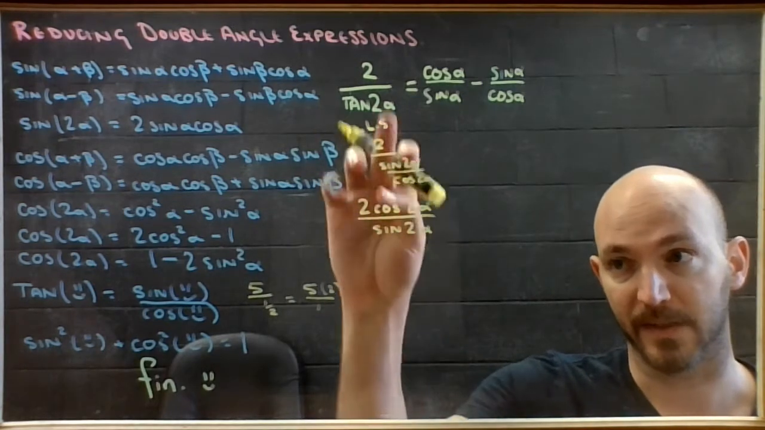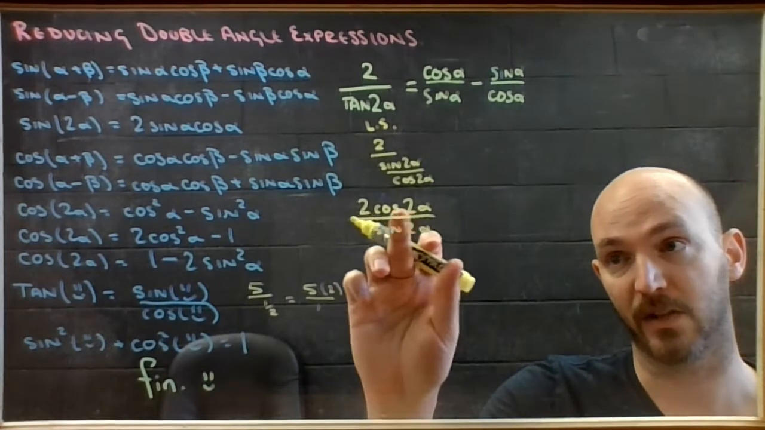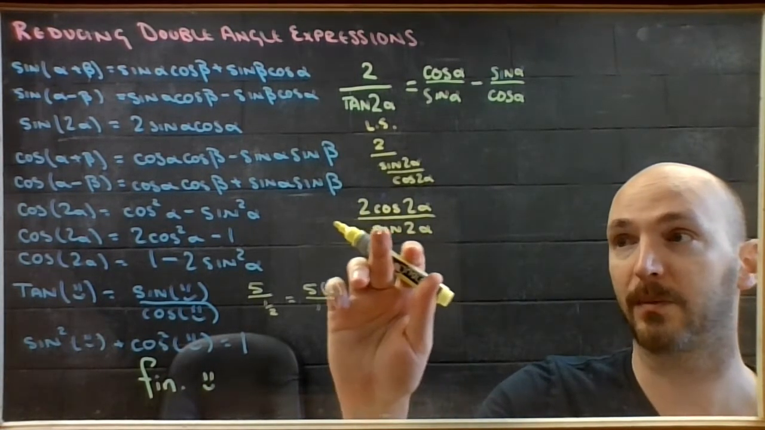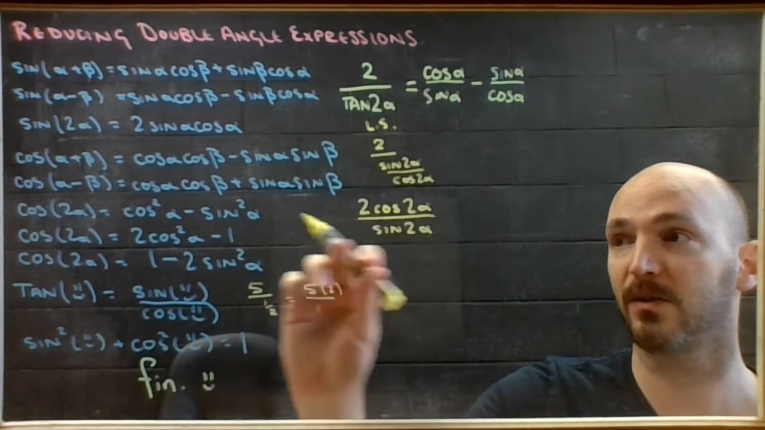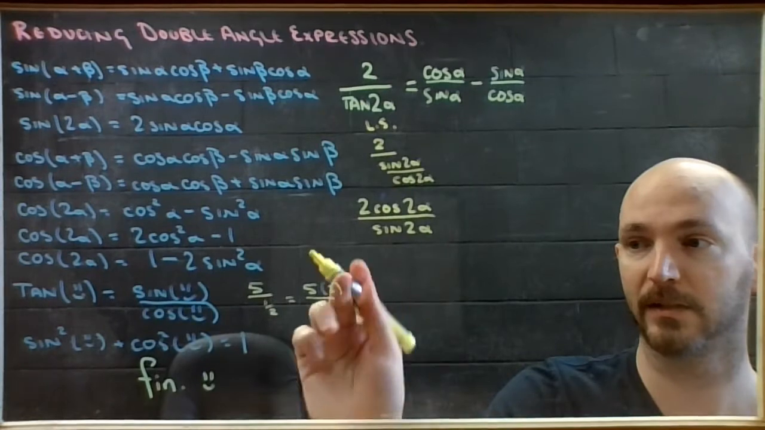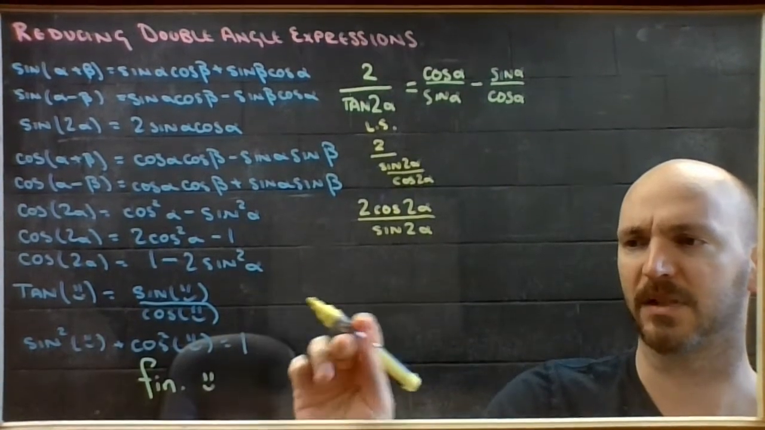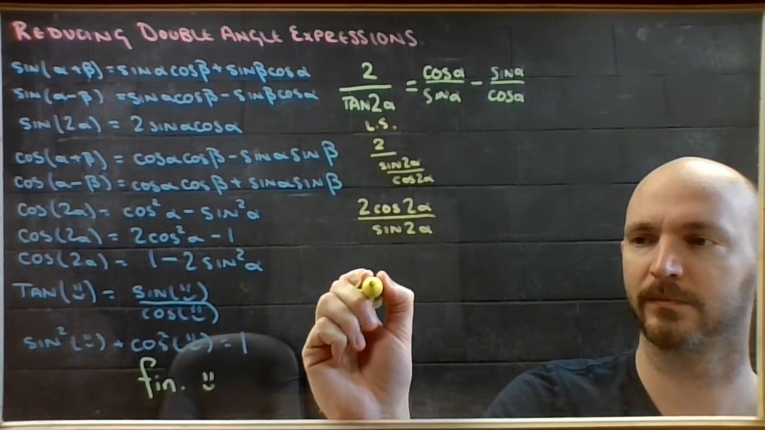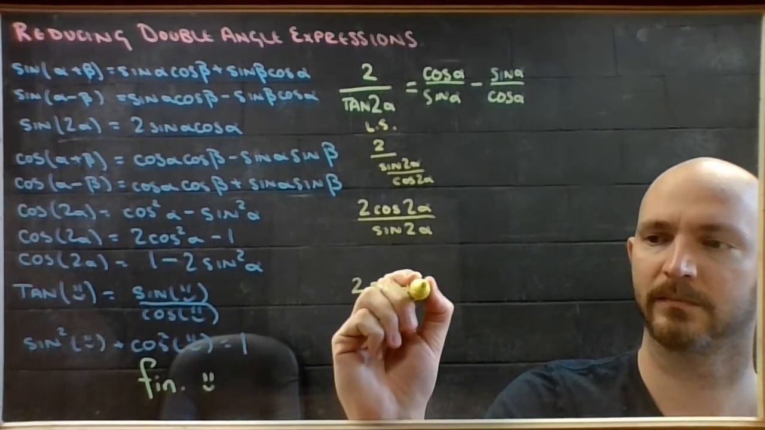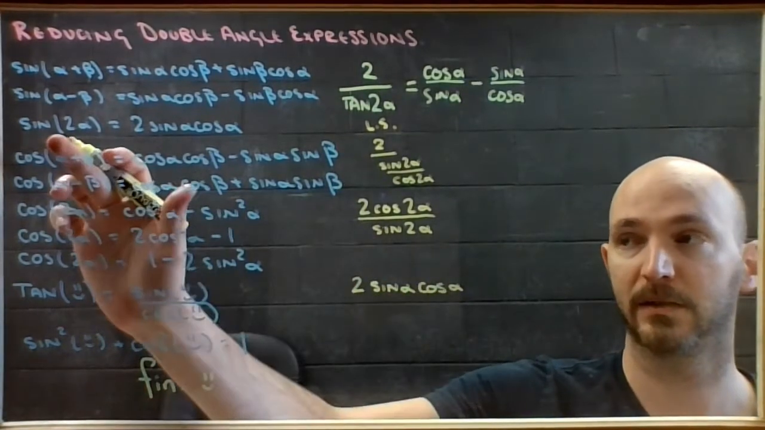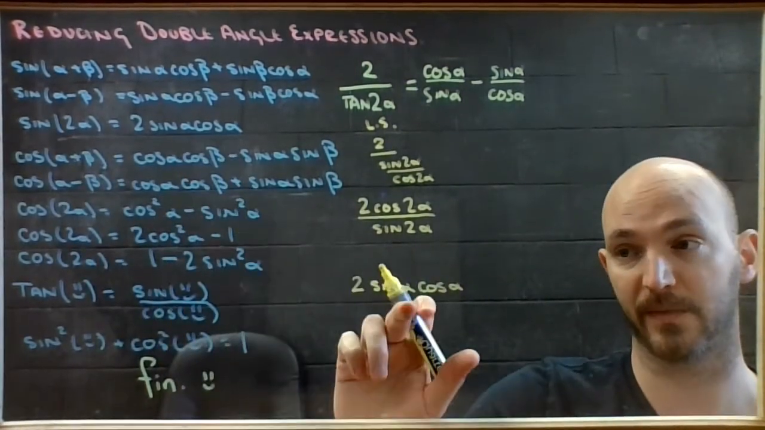Now that I've gotten rid of this tan, I see I've got a cos 2 alpha and a sine 2 alpha. So I'm going to go up here and I'm going to find sine 2 alpha. There's only one option for that, so I'm going to use that one right away. So instead of sine 2 alpha, I'm writing 2 sine alpha cos alpha. There it is.